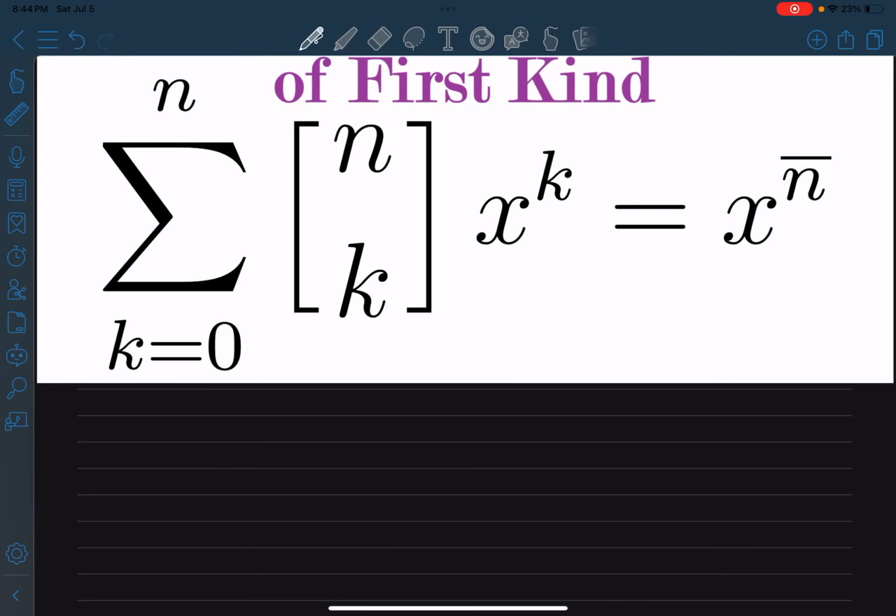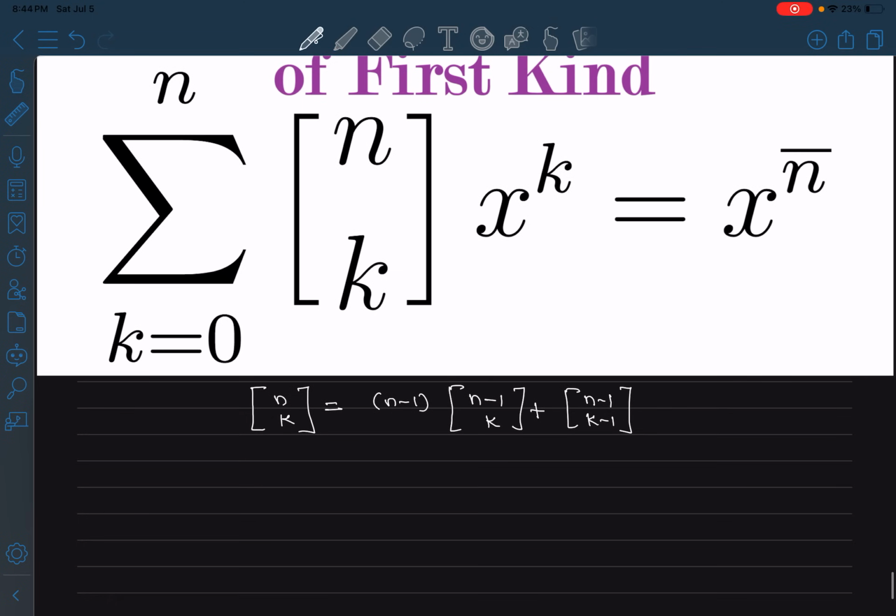The Stirling number of first kind is denoted by this big square bracket, and the recurrence relation that it satisfies is [n, k] = (n minus 1)[n minus 1, k] + [n minus 1, k minus 1]. Using this, we actually have to derive this formula.